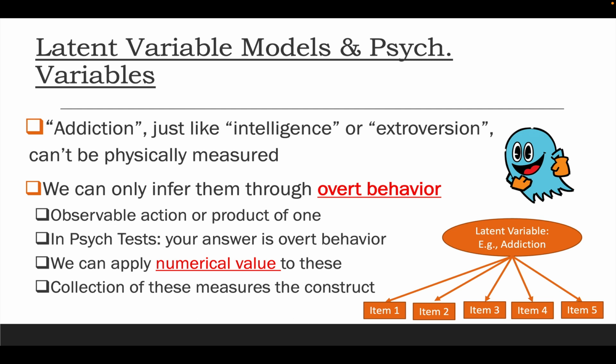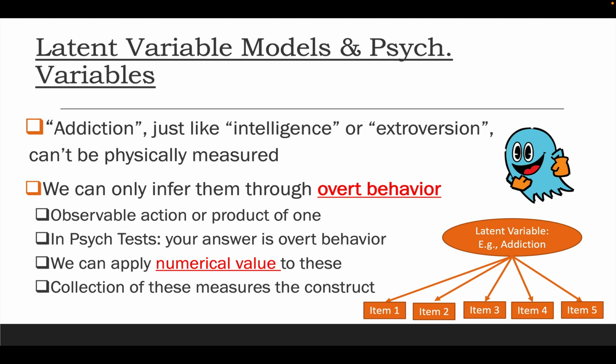Addiction, just like intelligence or extroversion, can't really be measured physically. So we can only infer these constructs through overt behavior, which is a latent variable, observable actions or product of one behavior. In psychological tests, your answer is the overt behavior. We can apply a numerical value to that overt behavior. A collection of these measures the construct.